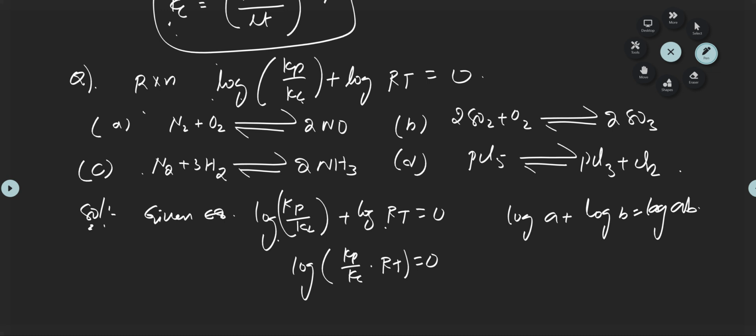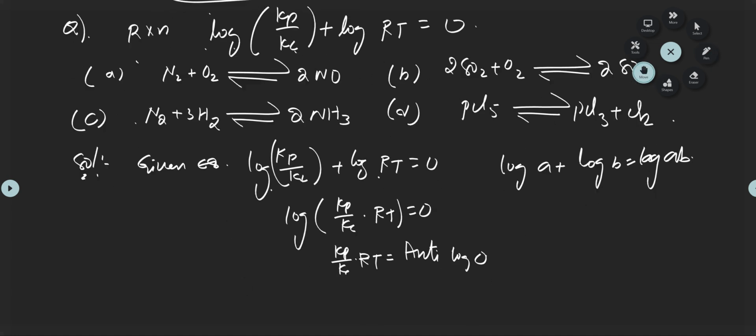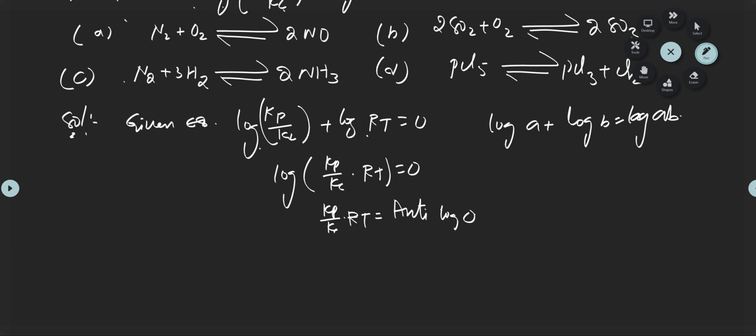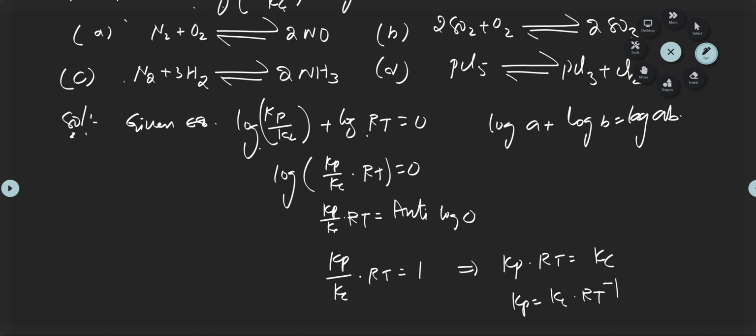The log will go to that side. Kp by Kc into Rt is equal to anti-log of 0. Anti-log of 0 has value 1. So Kp by Kc into Rt is equal to 1. Then send that Kc to that side. Kp into Rt is equal to Kc. Send Rt also to that side. Kp is equal to Kc into Rt power minus 1.